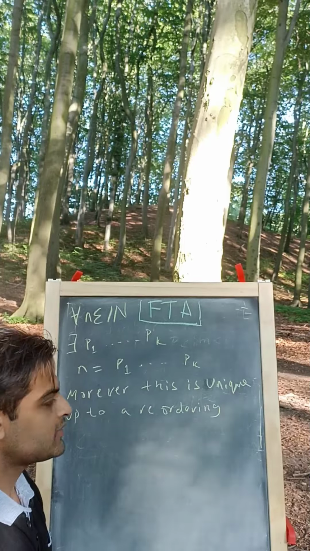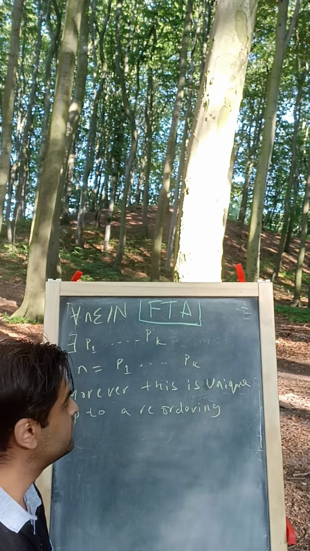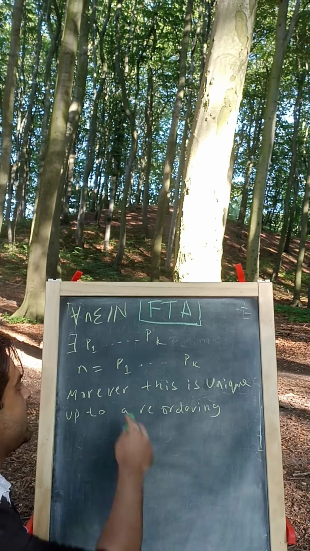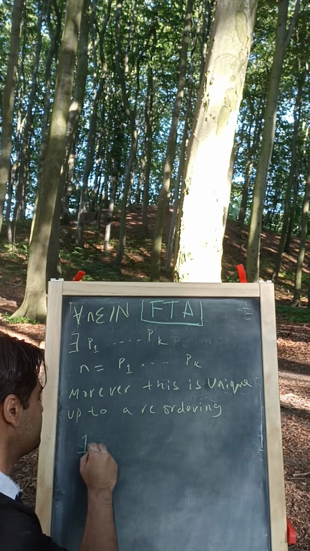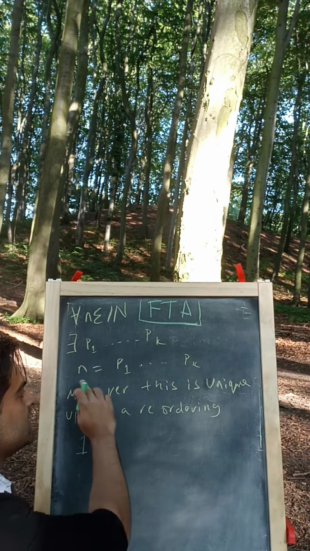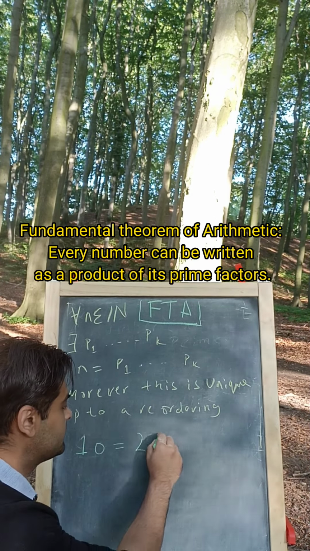Alright, let's now move on to the fundamental theorem of arithmetic and what it tells us. Okay, so this is the statement of the fundamental theorem of arithmetic, which states that any natural number, in our case for example 10, can be written as the product of prime numbers. So in the case of 10 we have 2 times 5.